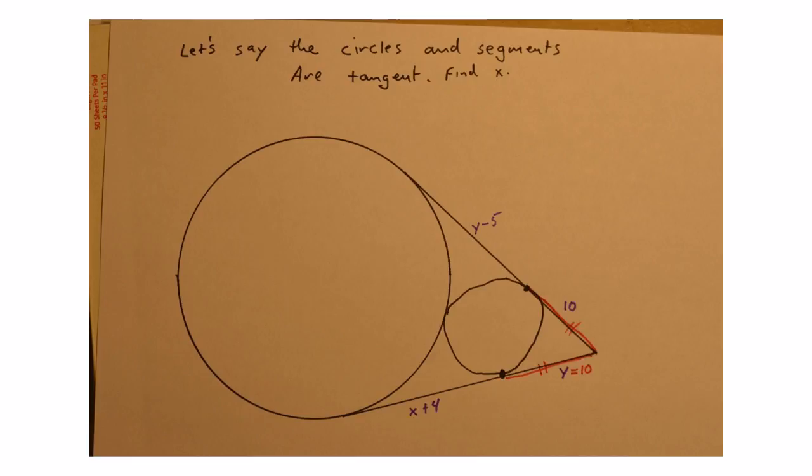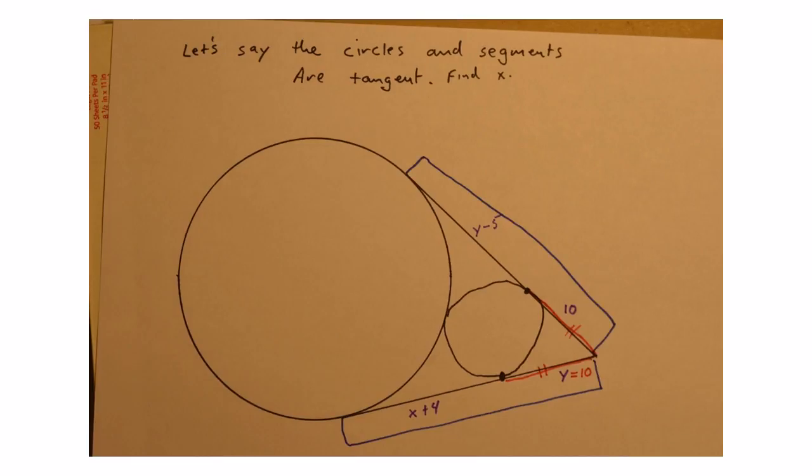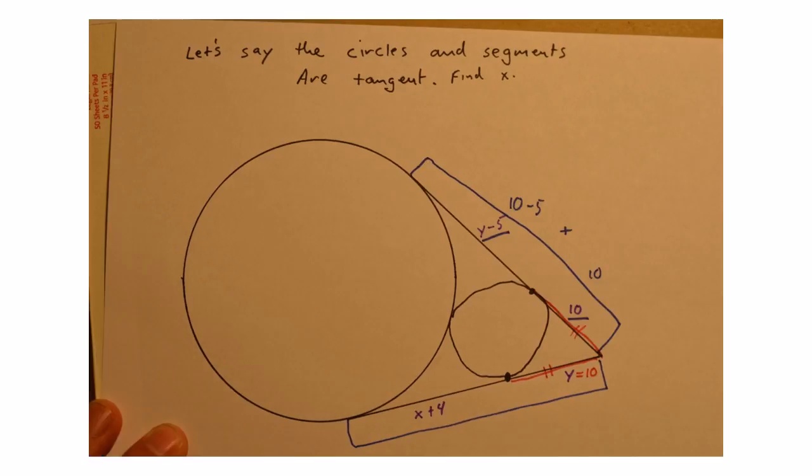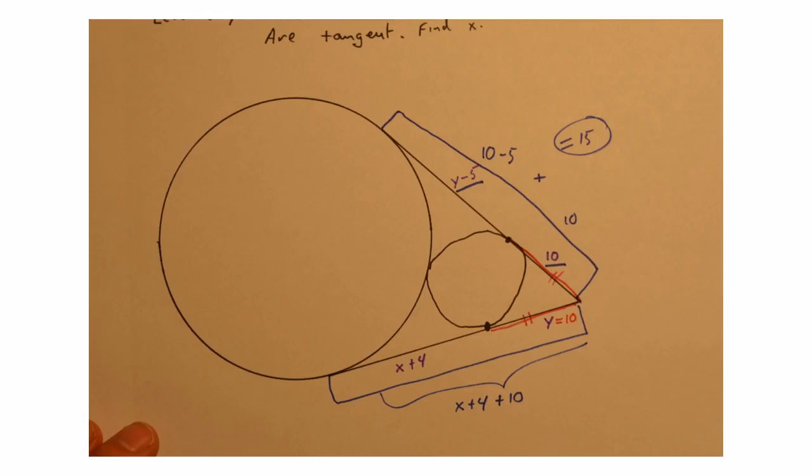Then if you ignore that small, poorly drawn circle and just look at these two tangent lines, they're also tangent from the same exterior point. So the blue lines must also be congruent in length. That top side, we know y is 10, and so therefore the entire length there is 15. And so likewise, the bottom length must equal 15.